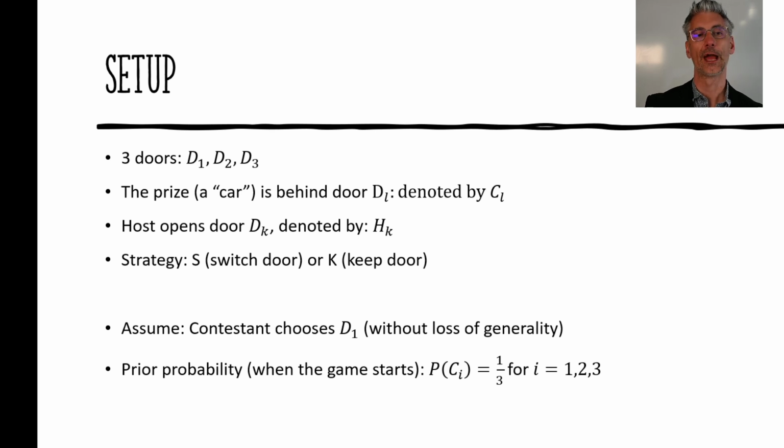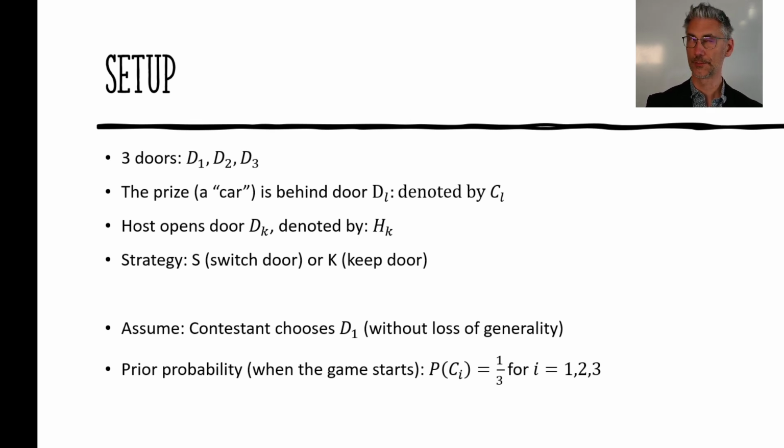A bit more formally, we have three doors, door 1, door 2, door 3. A prize that is behind a car door L, denoted by CL. The car L is behind door L. The host opens door DK, denoted by host K. And we have a strategy, either switch the door or keep the door. So we assume, without loss of generality, that we always choose door 1 to start with. It doesn't really matter because we can assign the labels door 1, door 2, door 3 in any order, which just makes it simpler for what's to come.